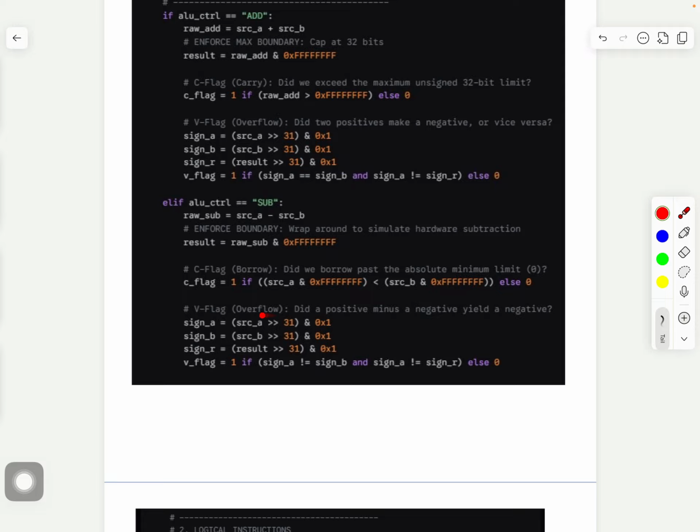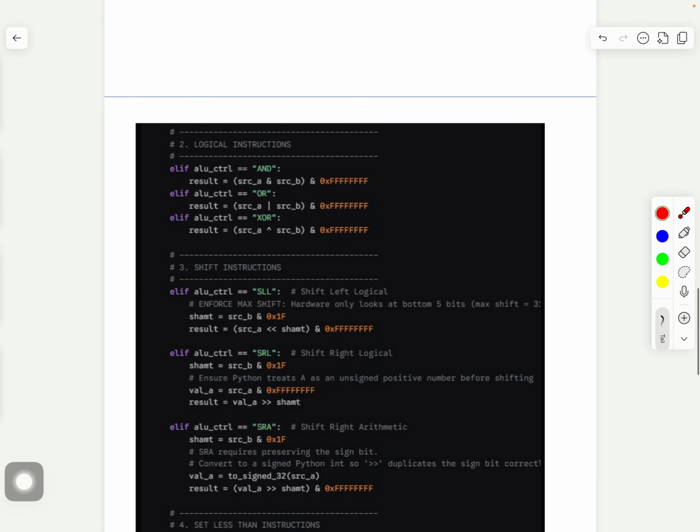Anyway, overflow flag: did a positive minus a negative yield a negative? That's exactly what you're checking there. So I will put the slides up. You can check the code for AND, OR, and exclusive OR. These are simple. This AND operation is bitwise AND.